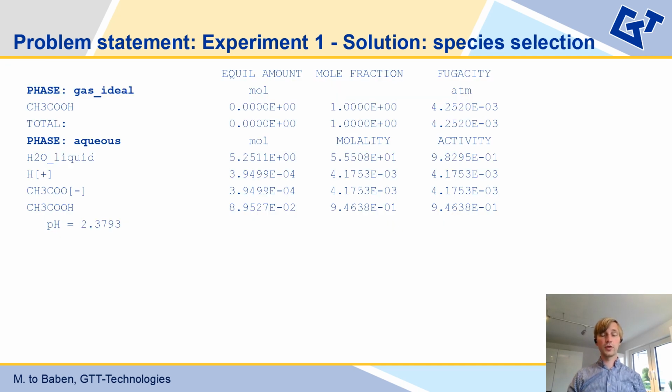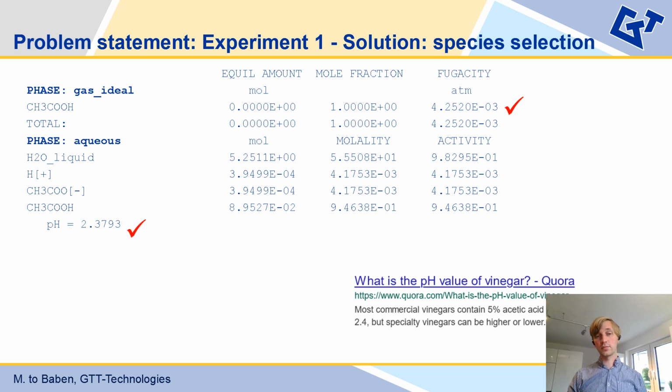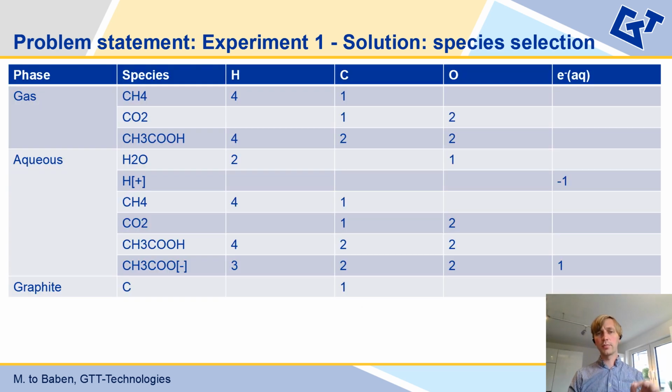And if I perform a calculation now, I see that I have fugacity in the range of 10 to the minus 3 atmospheres, which makes sense. And I have a pH value of 2.4, which also makes sense and which matches the number that you find when you Google. Perfect. What have we done in terms of the stoichiometry matrix?